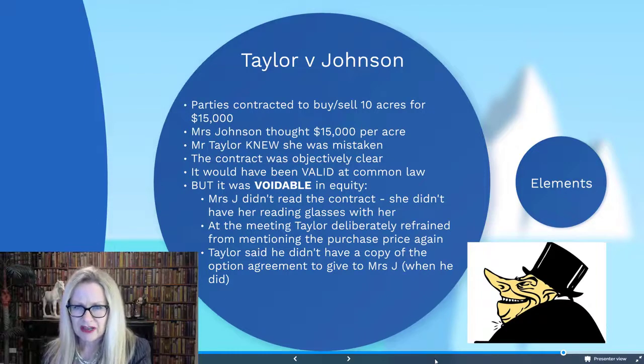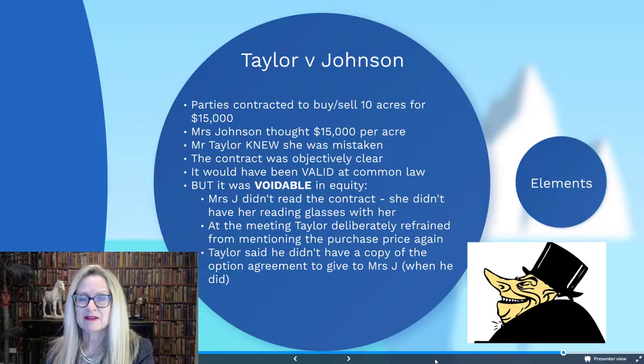I'll leave you to flesh it out for yourself in your readings, but very briefly, the parties contracted to buy and sell 10 acres for $15,000. Now, Mrs. Johnson thought that this contract was for $15,000 per acre, about 10 acres, so she thought she was getting about $150,000. In fact, it was worth about $195,000, so she thought even then she was selling cheap. However, in this option agreement, Taylor knew that it said that it was $15,000 all up. He did a couple of fairly underhanded things there.